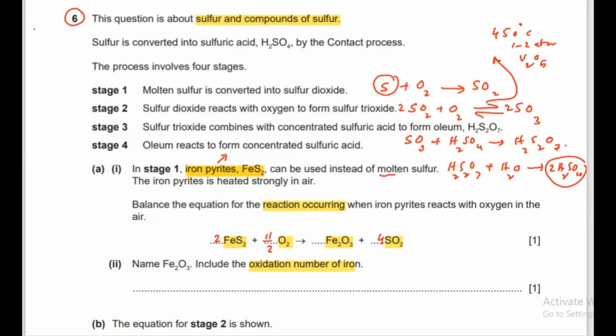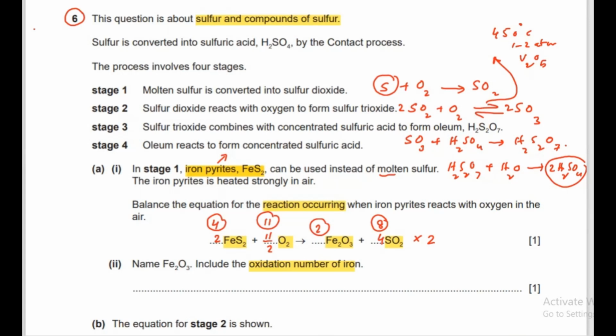To remove this denominator, we can multiply the whole equation by 2. If we multiply the whole equation by 2, we will get 8 here, coefficient 2 here, then 11 here, and 4 here. So these are the coefficients: 4 before FeS2, 11 before O2, 2 before Fe2O3, and 8 before SO2. These are the balancing coefficients used to balance this equation.